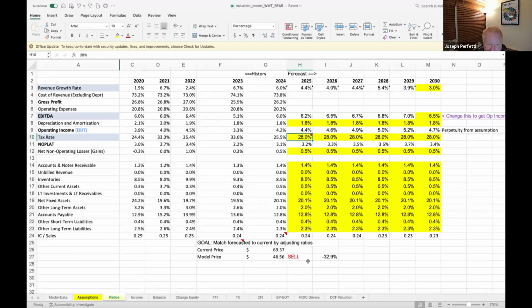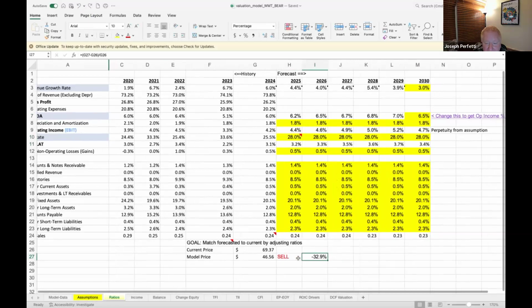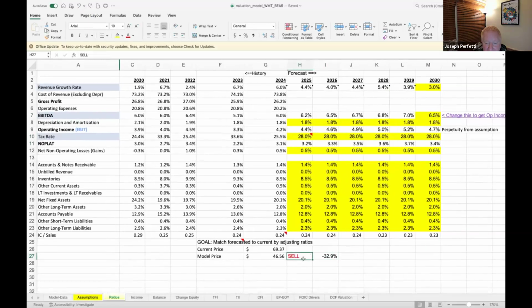Okay. And then just to go through this, it was a 32.9% change from the current share price, and so we recommended a sell. Well, no, this is the bear. This is not your target. Okay, yeah, sorry. That's coming up. I got ahead of myself.